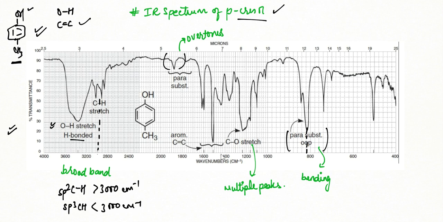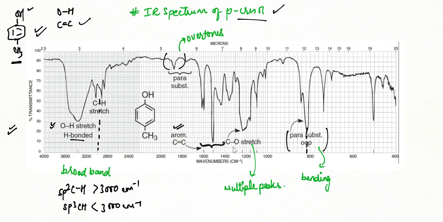And now going to the aromatic region, definitely we are going to see around 1600. Yes, so around 1500 to 1600 we are having our carbon-carbon double bond, and it is going to give us multiple bands because there are 3 carbon-carbon double bonds.